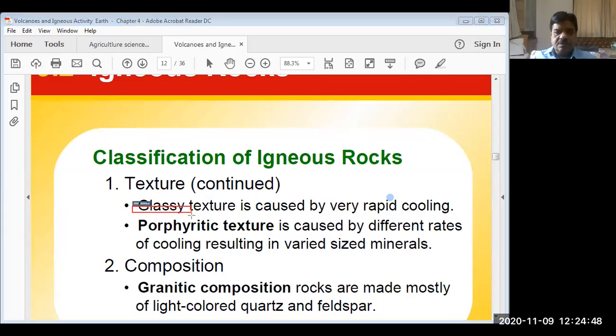So this is the glossy texture, and this glossy texture is caused by rapid cooling.